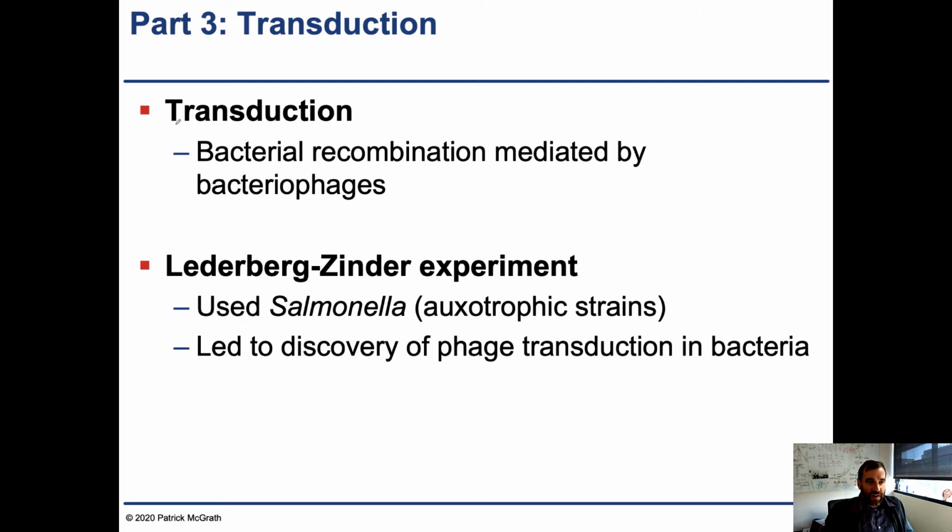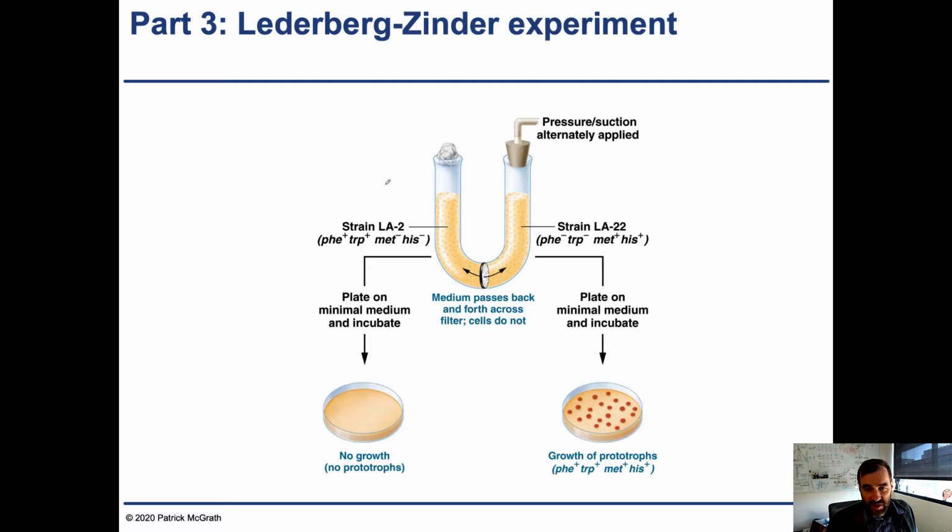But it was shown that you can actually use recombination between bacterial cells using bacteriophages. This was a very famous experiment from Lederberg and Zinder, and they used Salmonella, which is an auxotrophic strain, and this led to the discovery of phage transduction in bacteria. The idea is that you have two strains, LA2 and LA22, and they have opposite genotypes at the following four genes. This allows you to distinguish and determine when recombination occurs.